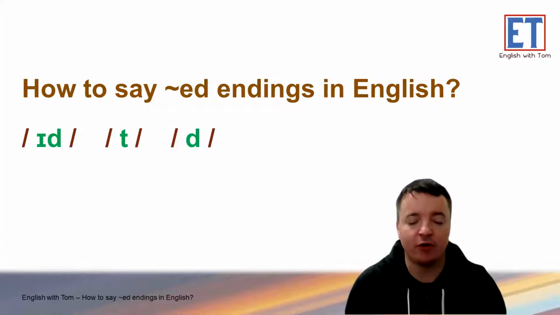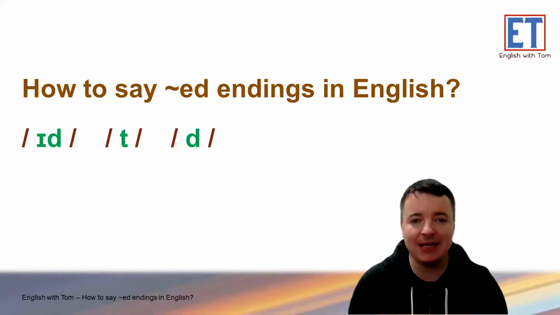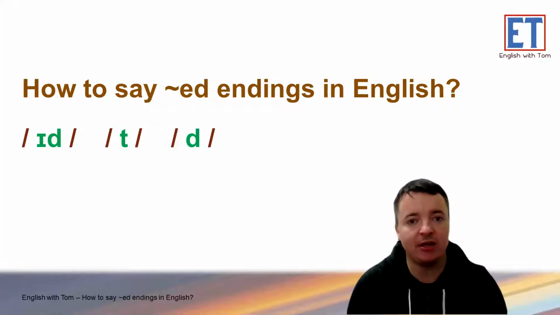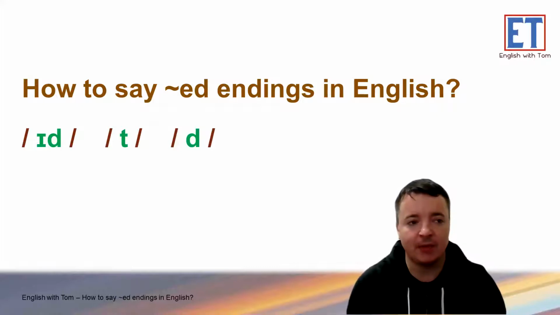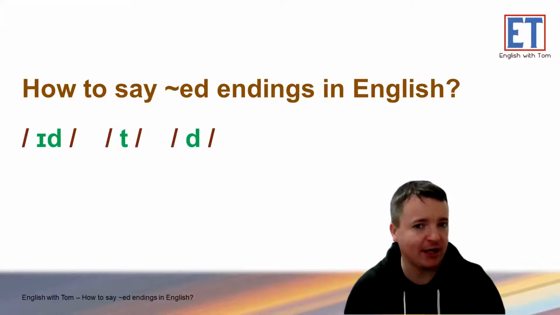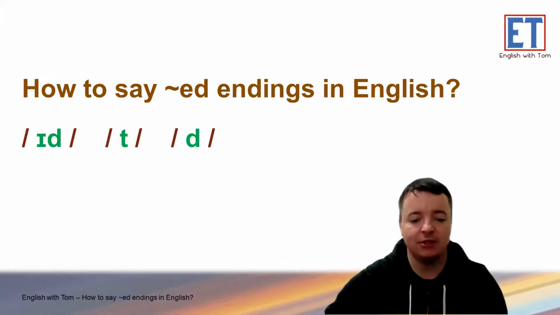Today we are focusing on how to pronounce ed endings in English. There are three ways you can see here: id, or with a t sound, or d sound. And there are some little tricks, different ways we can learn how to recognize and also how to say these different ed endings.